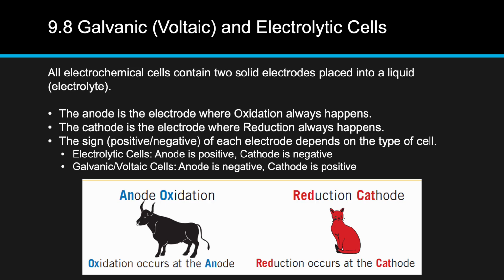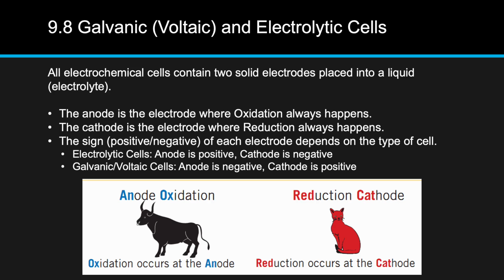The sign of each electrode is going to depend on whether it's a voltaic cell or an electrolytic cell. If you have an electrolytic cell, remember you are putting in the energy source that is kickstarting the reaction. So when you add in, let's say, a battery, it's going to pull the electrons from one side, which is why the anode is positive, and it's going to push those electrons towards the cathode, which is why it's negative.